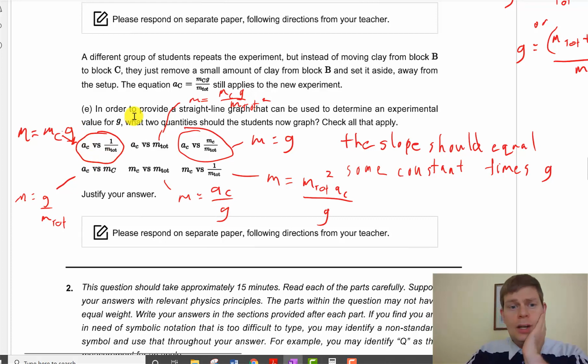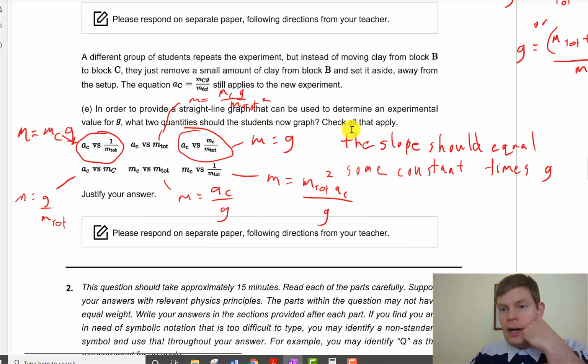Anyway, to provide a straight line graph, what do we do? We do the same thing here, but we're changing the total mass. So instead of moving the clay from block B to block C, we just put it aside. So we're changing the total mass of the system, but m_C is staying constant, and we're measuring the acceleration. So we're saying, what would provide a straight line graph that we could use to determine an experimental value for g? What two quantities should the students now graph?